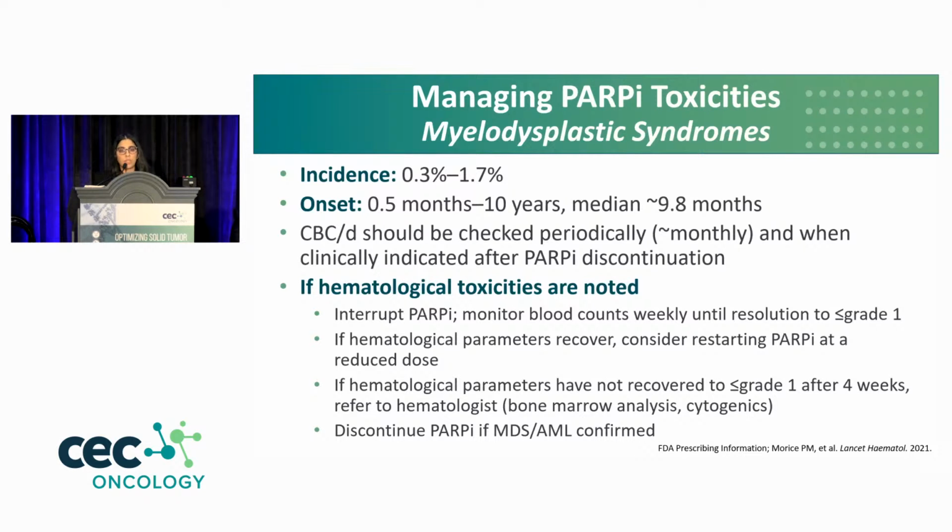So again, we need to monitor the CBC with differentials at least weekly until recovery. If the duration of interruption is about 4 weeks or longer and those cytopenias have still not recovered, then we do need to further investigate this and include our hematology colleagues to look into this. And if patients develop MDS and AML, the PARP inhibitor must be discontinued.